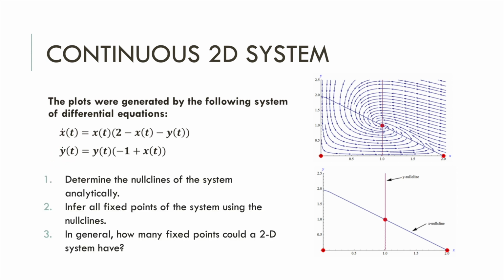In our first task, we're going to analytically determine the nullclines of this system. Second, we are going to infer all fixed points using the nullclines. And third, we will answer the question of how many fixed points a 2D system could have. So let us now determine the nullclines of the system.